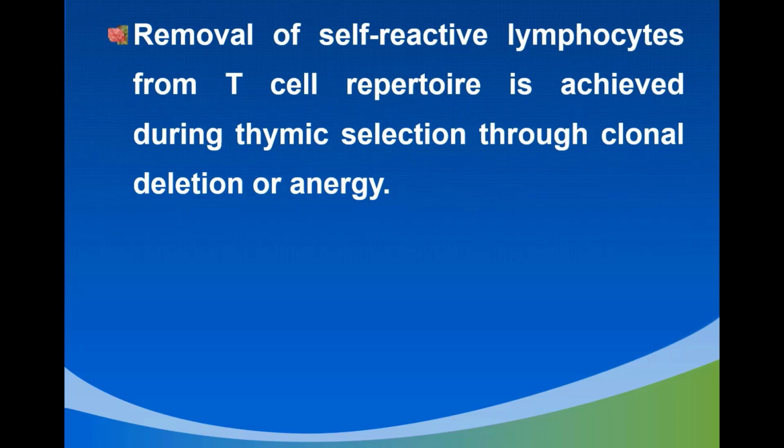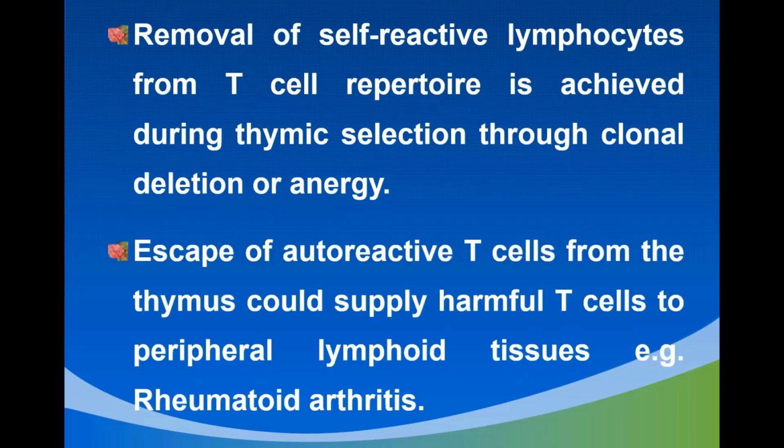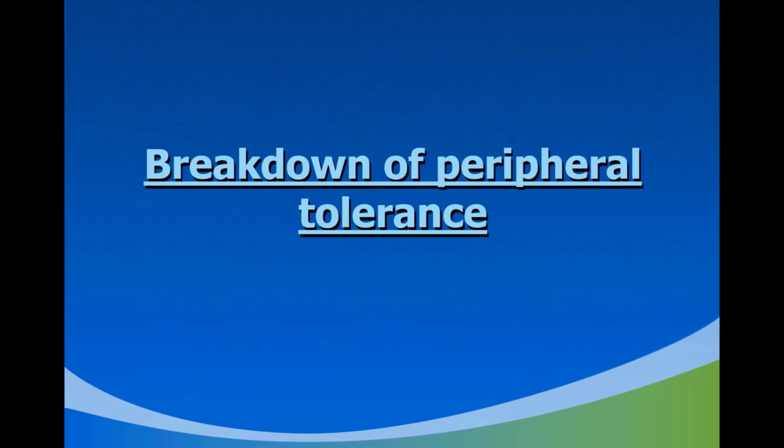Failure of thymic education: removal of self-reactive lymphocytes from the T cell repertoire is achieved during thymic selection through clonal cell deletion or anergy. Escape of autoreactive T cells from the thymus could supply harmful T cells to peripheral lymphoid tissue, as in rheumatoid arthritis.